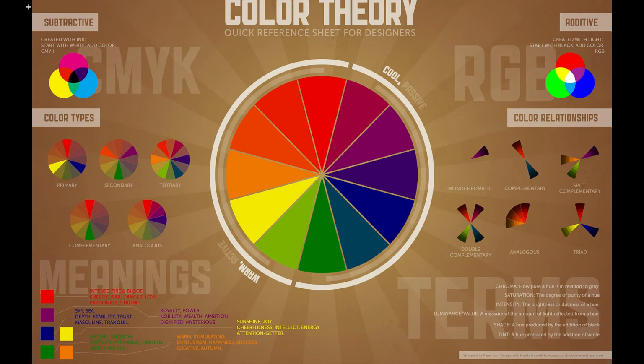Am I right? Yeah. Okay. Cool. Luminance is the vibrancy of the color. So as you can see over here, the color becomes less bright as we add more gray to it.